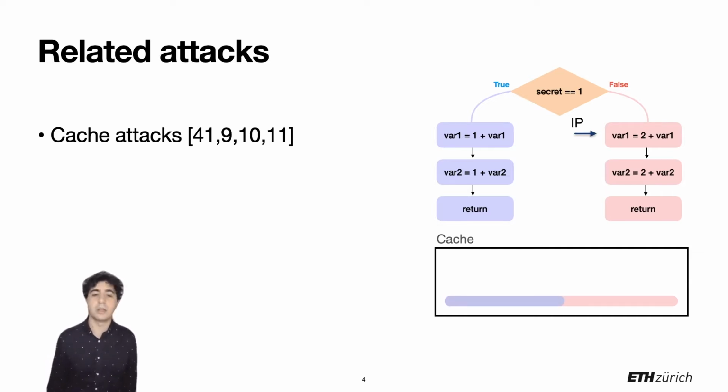However, this does not work when both accesses happen within the same cache line, since the attacker cannot observe a sub-cache line granularity.